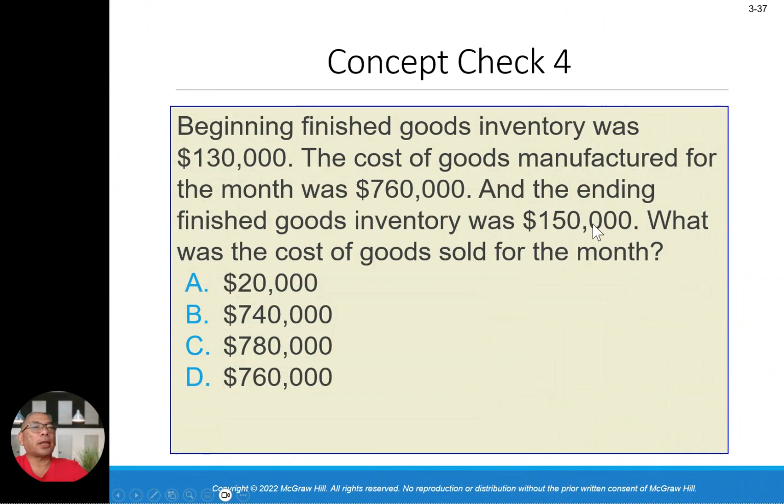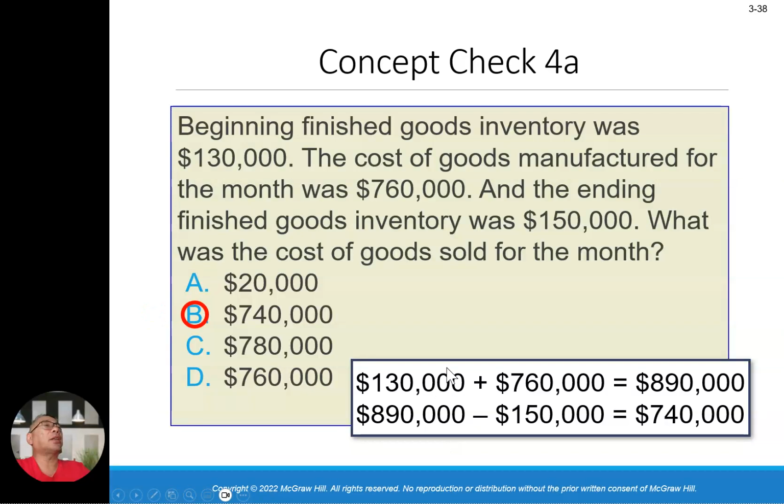All right, look at the next one. Beginning finished goods inventory was 130,000. The cost of goods manufactured for the month is 760,000. And the ending finished goods inventory is 150,000. What was the cost of goods sold for the month? Let's take a couple of seconds to answer these questions. So the answer will be, look at this, 130 coming from here, 760 coming from here, total is 890. Okay, you get all this, and you got a finished goods ending of 150. So once you get this number, 890 minus 150, you got 740. So that's the cost of goods sold for the month. Okay, that's how you get that number.